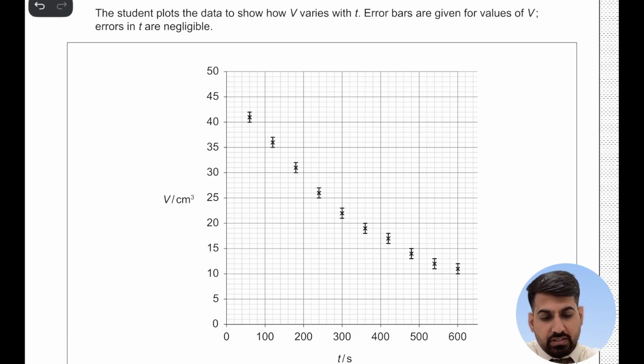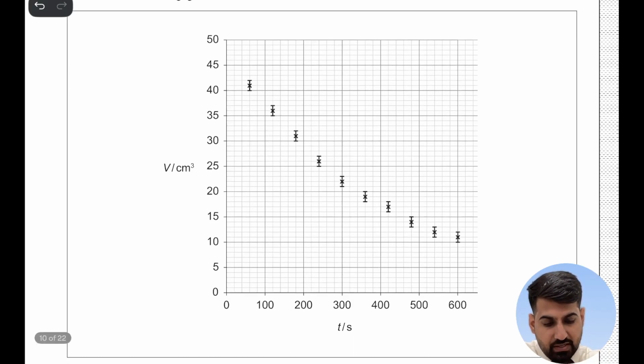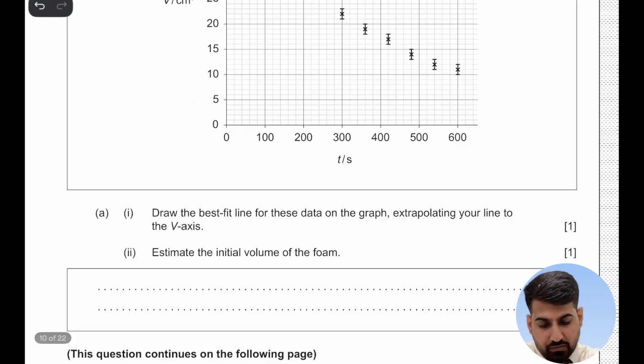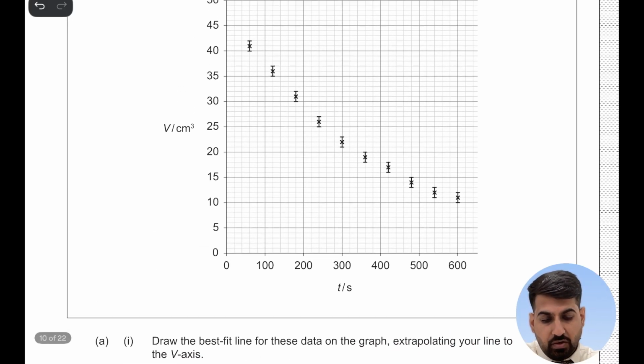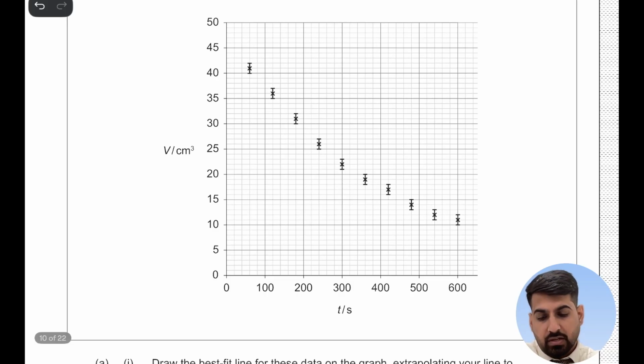Yeah, so the error bars are for the value of V, which is the volume, whereas the time has negligible errors. So the first A part is asking us to draw the line of best fit for these data on graph. Extrapolating your line to V-axis means you have to find out the y-intercept. So I have drawn it smoothly here.